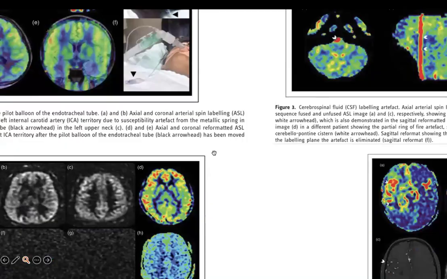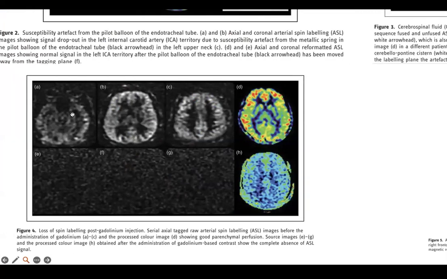And this is a patient where ASL was done in a normal way, and after giving gadolinium it was imaged again, which is showing no image, because ASL depends on the T1 relaxation time, and gadolinium is a T1 shortening agent. So because of this, the image will get lost.